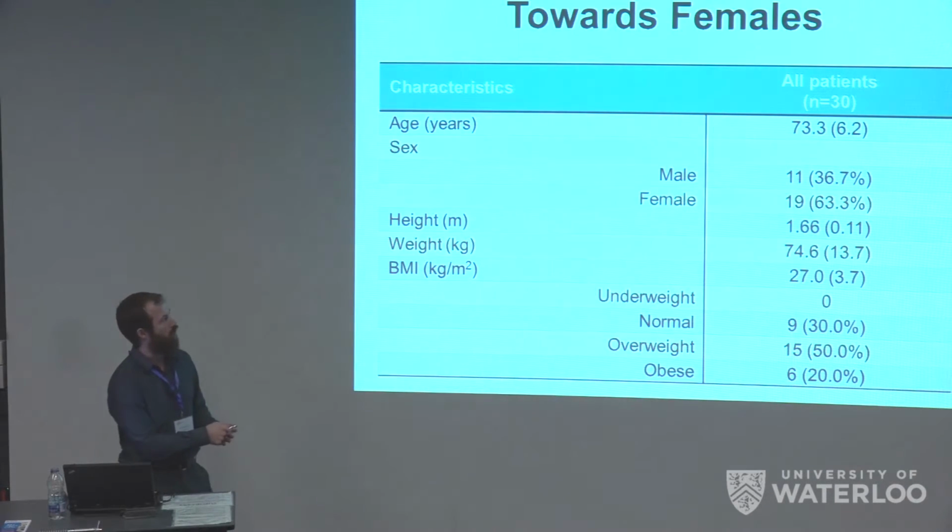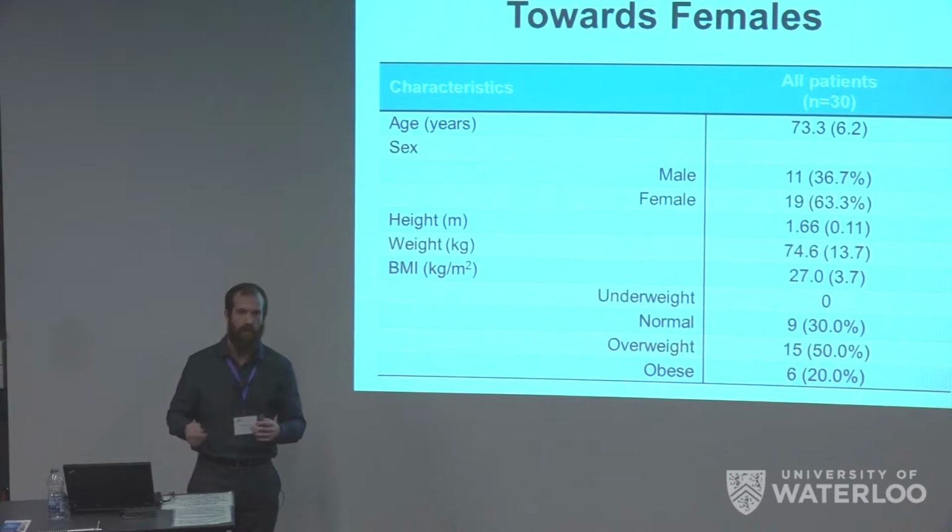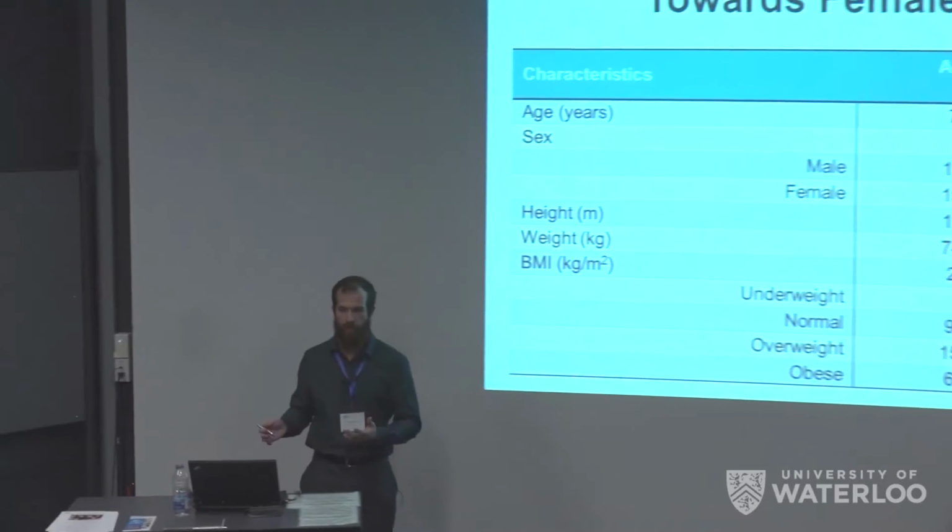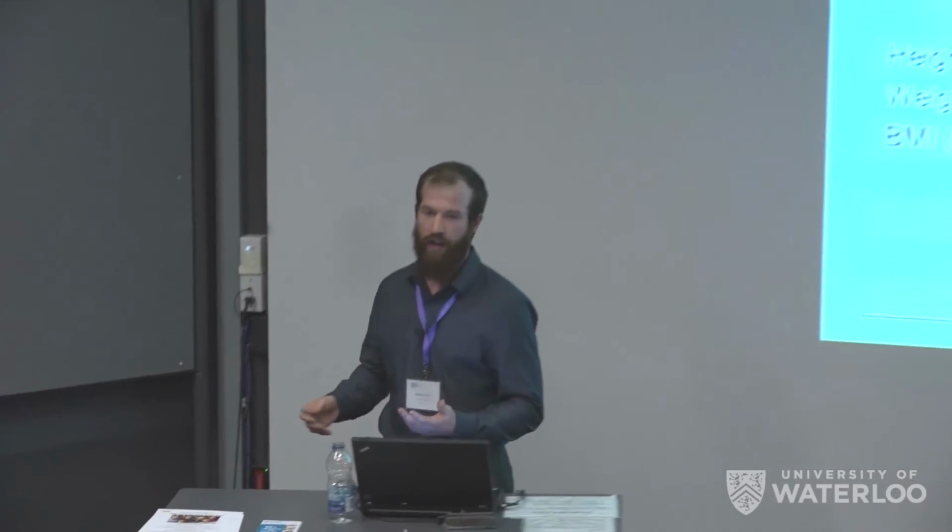And so far, we've recruited 30 healthy older adults with an average age of 73. It is weighted more towards the female population, but we're still actively recruiting, and so we're starting to recruit more males. We have a fairly standard BMI for an older adult with a pretty good distribution of those BMIs.